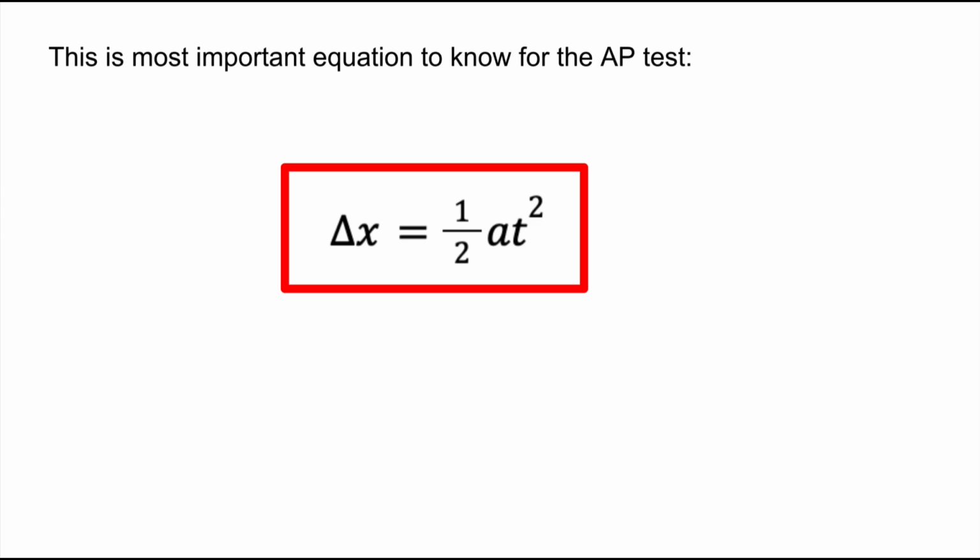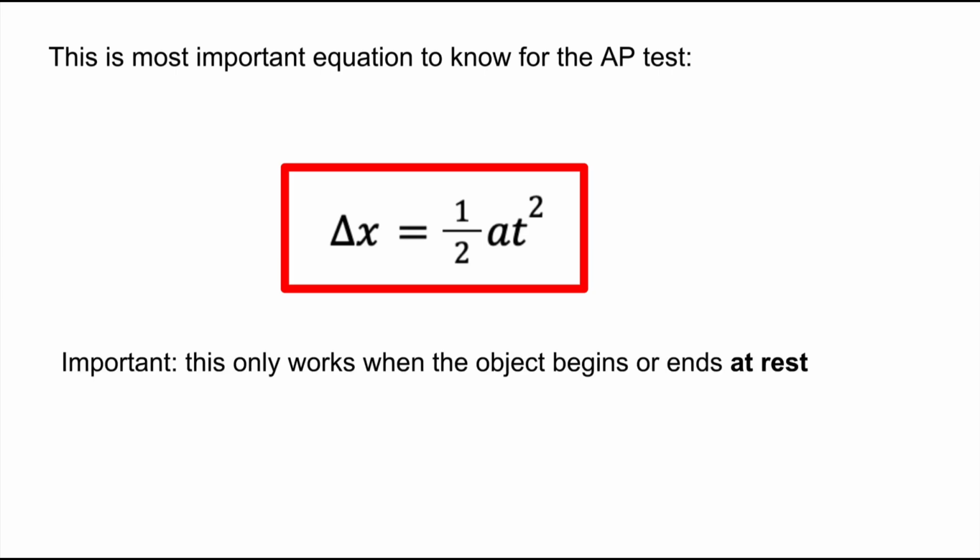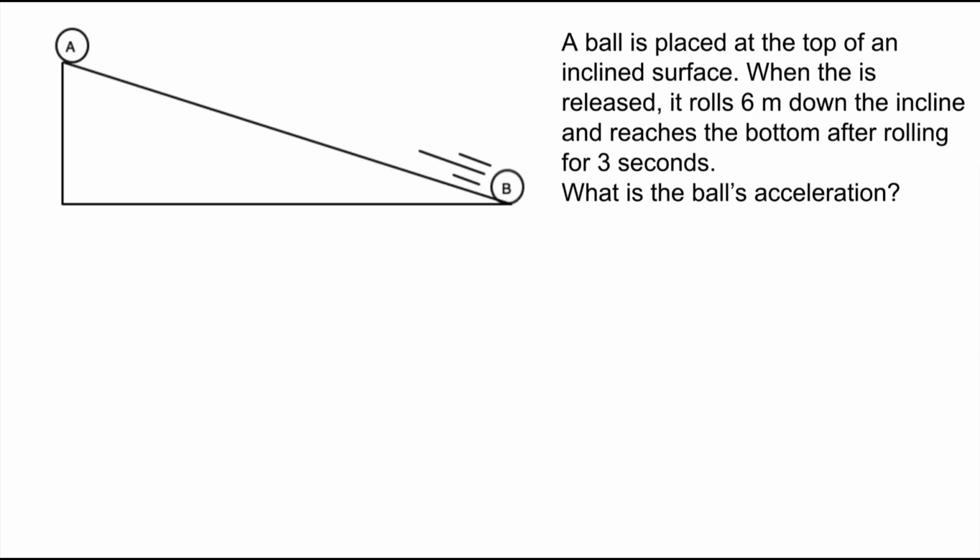Now, there's one thing about it you need to know. Delta x equals 1/2 AT squared works only if the object starts or ends at rest. As long as that's the case, it'll work. So let's look how we would apply it to that previous example, right? If you recall before, what we did is we found the average velocity, then we doubled it, and then we divided by time, and what we got was 1.33 meters per second squared.